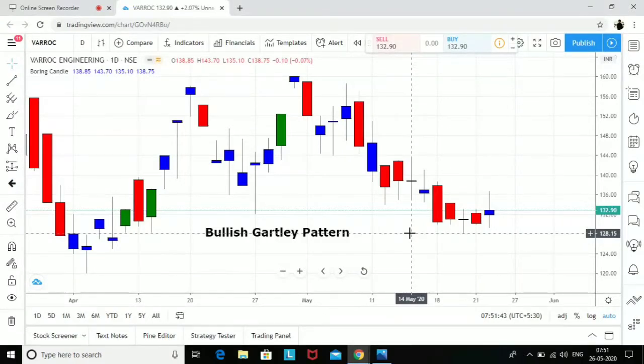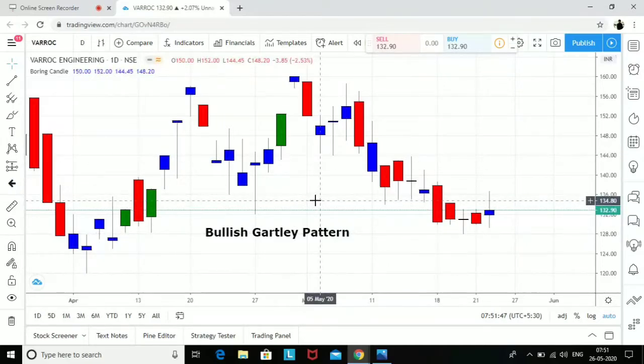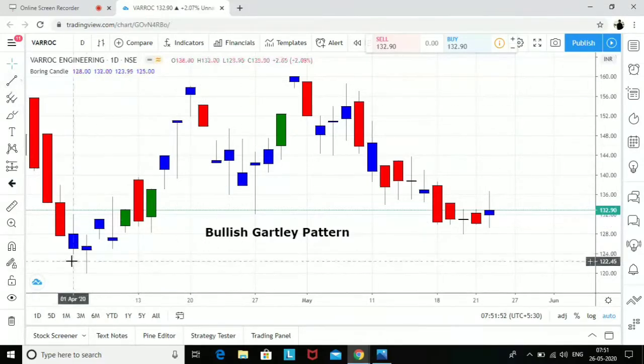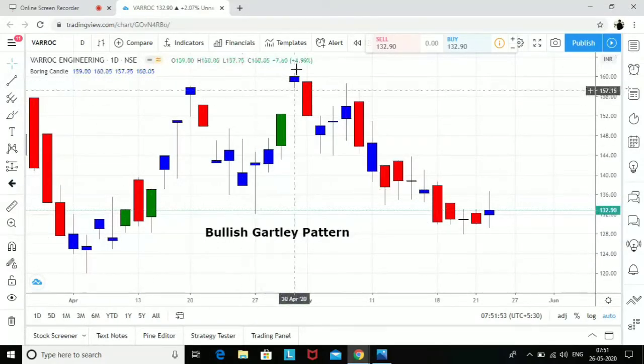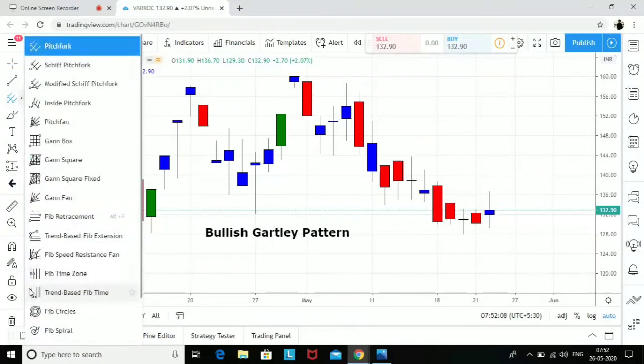Now, I know that it is not easy to spot the pattern. But whenever you come across any chart which looks like M, like this, then you at least get a hint that it might have created a pattern. We are always supposed to plot Fibonacci and see how it goes. So now let's say I'll directly go on to Fibonacci.